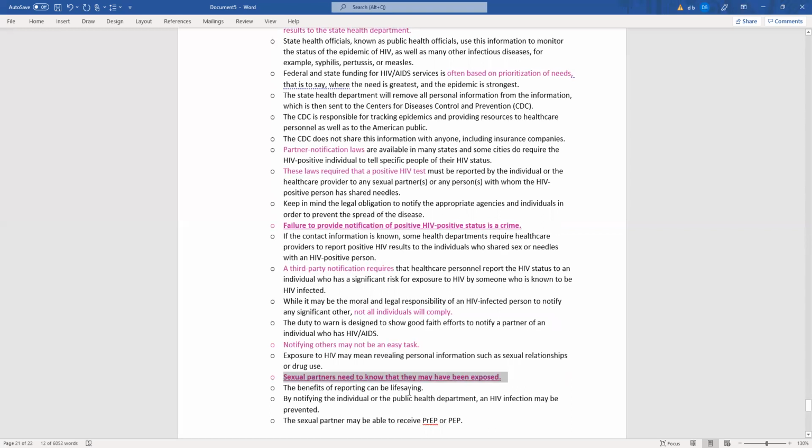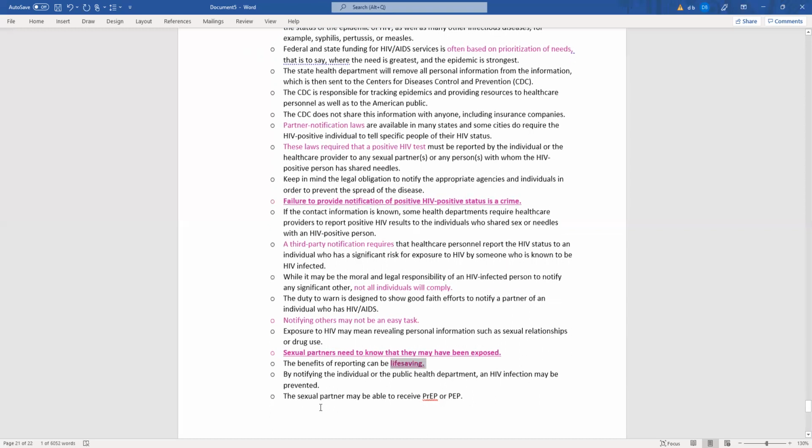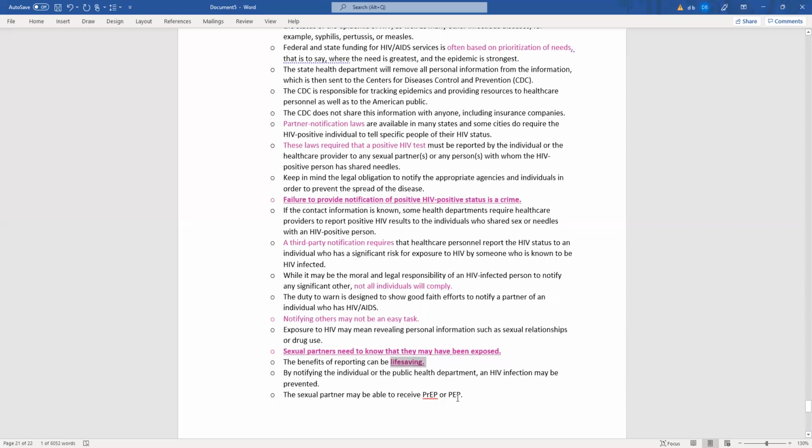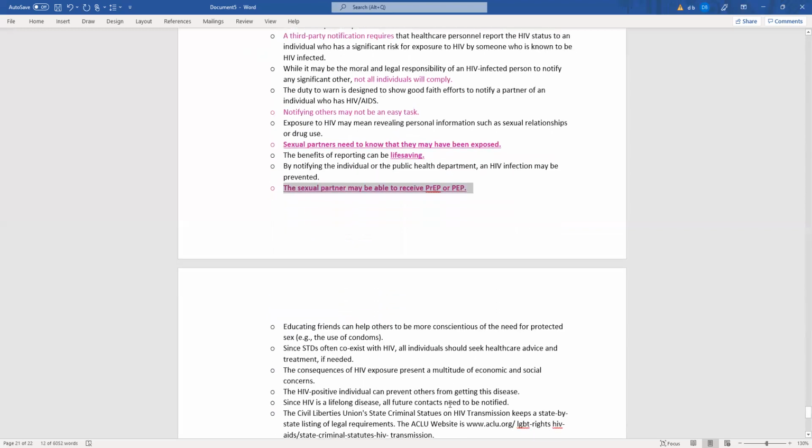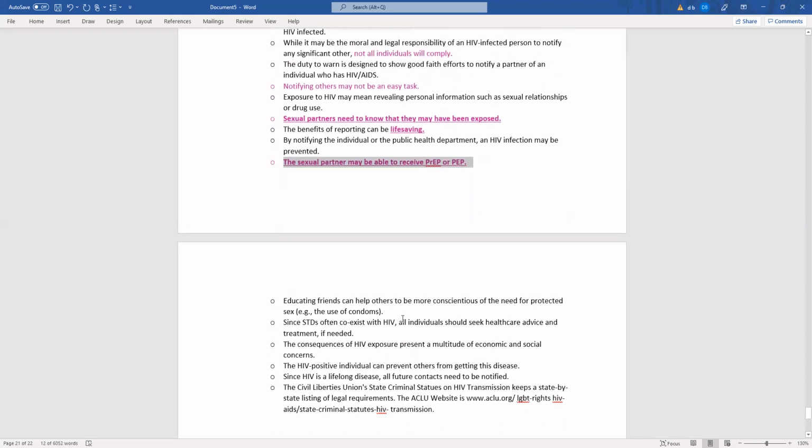The benefits of reporting can be life saving. I just think that's so important. By notifying the individuals or the public health department, an HIV infection may be prevented. The sexual partner may be able to receive PrEP or PEP. Education can help others to be more conscious of the need for protected sex. Since STDs often coexist with HIV, all individuals should seek healthcare advice and treatment if needed.